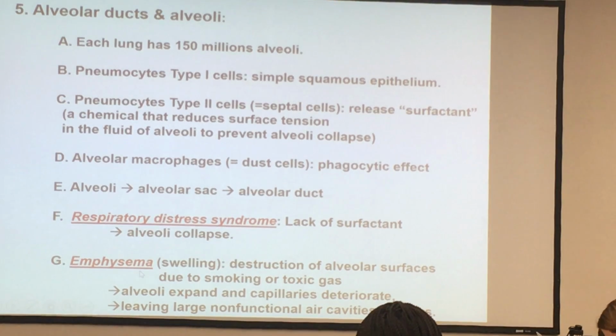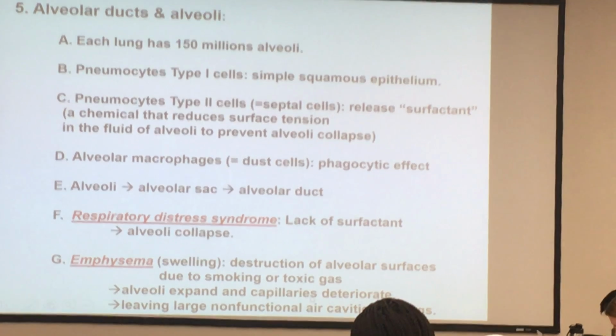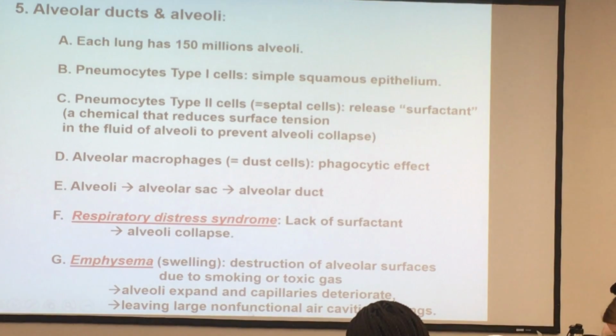Emphysema usually happens in adults. That's because a single alveolus swells to maybe 5 times, 10 times, becoming just a big space and losing the connection with the blood capillary. It could be due to cigarette smoking or toxic gas. People working in chemistry or manufacturing companies could get this. So the alveolus will expand 5 to 10 times, and the capillary would deteriorate, leaving a large non-functional air cavity in the lung.